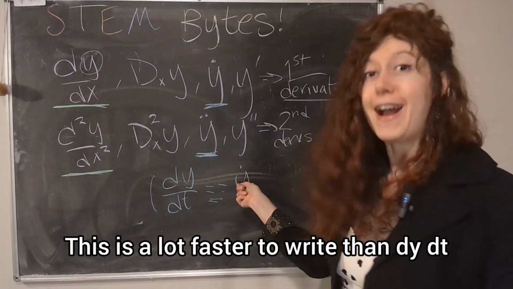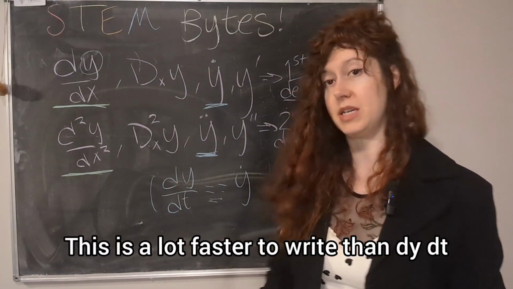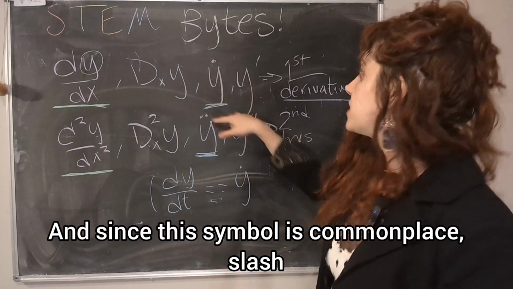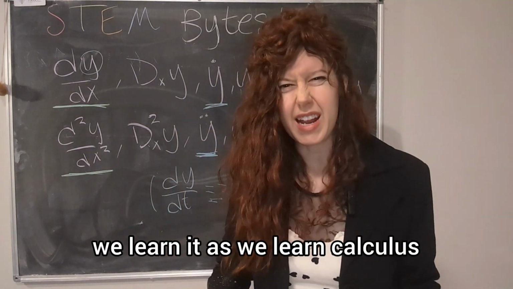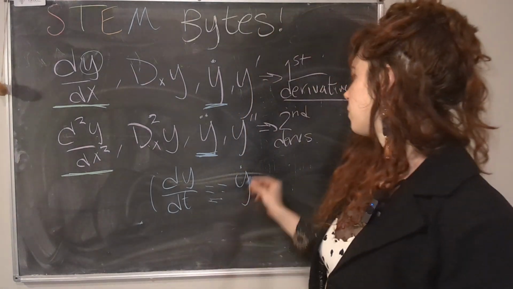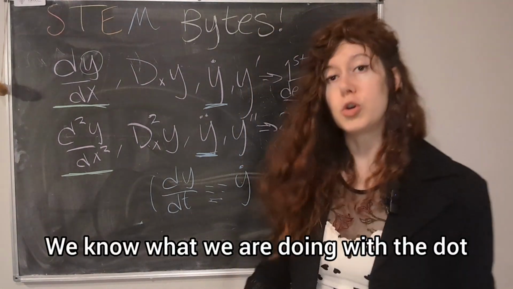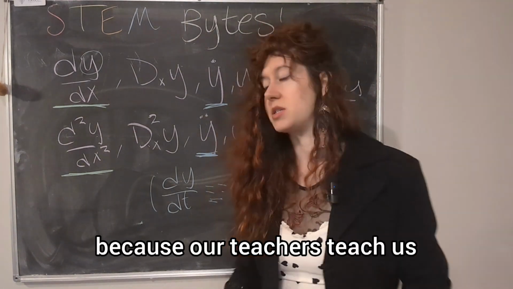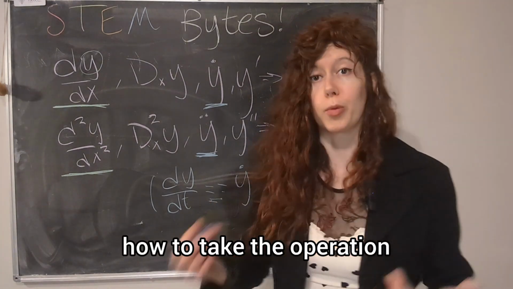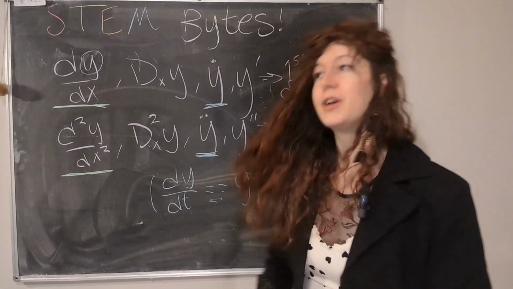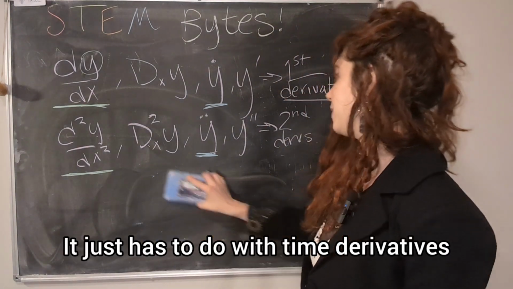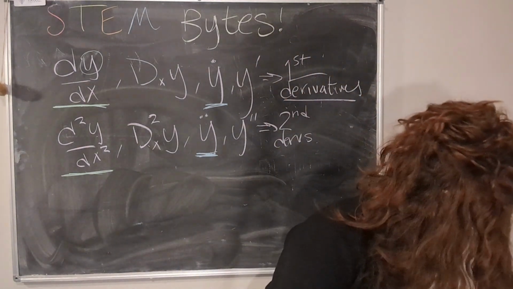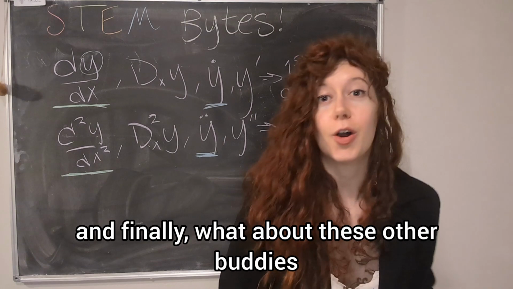This is a lot faster to write than dy dt. And since this symbol is commonplace, we learn it as we learn calculus, we know what we are doing with the dot because our teachers teach us, and then we know how to take the operation or how to work with that. Okay, Newton, so you did get some notation in here. It just has to do with time derivatives. All right, and finally, what about these other buddies?